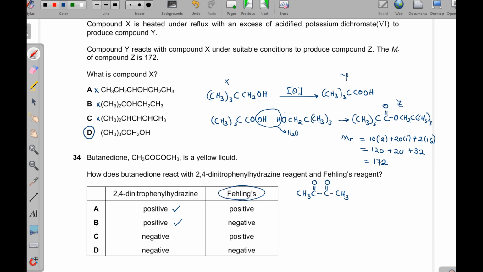And then Fehling's solution, this one can only oxidize aldehydes. And this one is a ketone, so it can't oxidize it. That means here we shall have a negative. You see that? So we shall have a negative, which is here, but not a positive. So that means our answer is B.